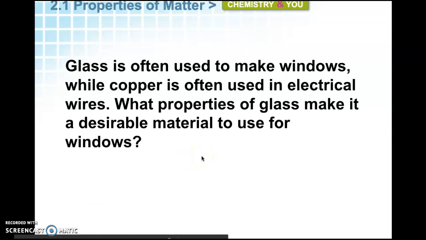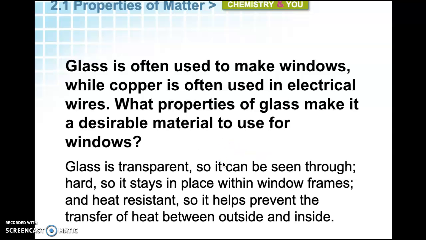Okay, so glass is used to make windows, while copper is often used in electrical wires. What properties of glass make it a desirable material to use for windows? And we kind of talked about that at the beginning. But glass is transparent, so it can be seen through; hard, so it stays in place within window frames; and heat resistant. So it helps prevent the transfer of heat from outside and inside. So it allows us to have glass windows, and we don't bring what's outside inside.